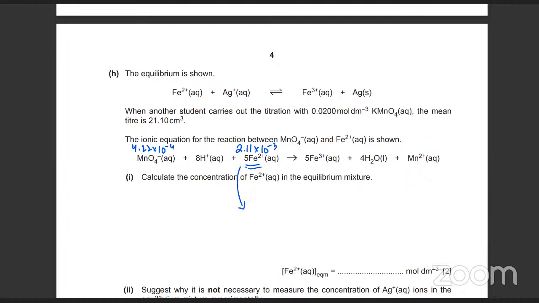In the flask. Now that flask had a volume of 25 cm cube. It was a 25 cm cube flask. So what is concentration? It's moles of Fe2 plus, which is 2.11, over volume, right? So 25 cm cube is how many dm cube? That's 0.025 dm cube. So what is the concentration of Fe2 plus that we're getting? 0.0844. So we're getting 0.0844.